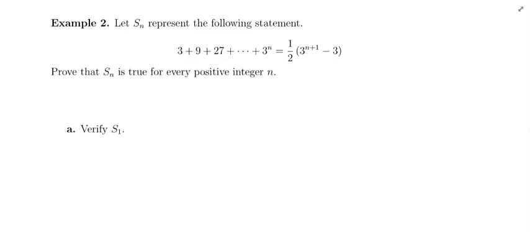Example 2. Let Sn represent the following statement: 3 plus 9 plus 27 plus all the way to plus 3 to the nth power is equal to 1/2 times the quantity 3 to the n plus 1 power minus 3. Prove that Sn is true for every positive integer n.